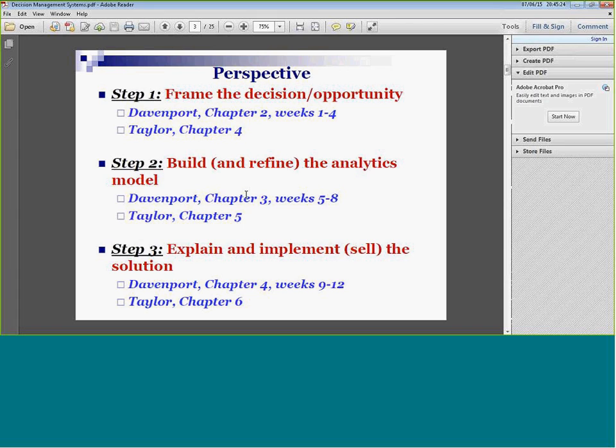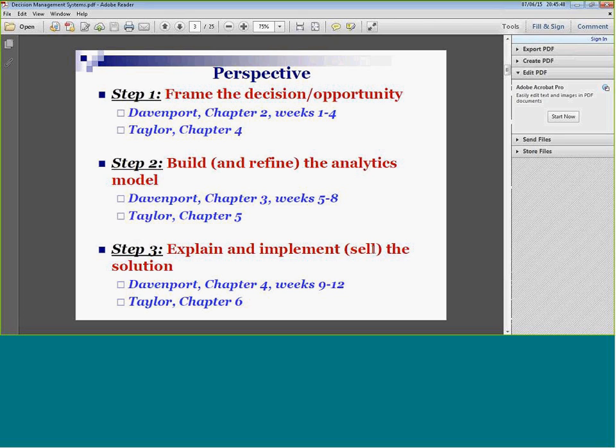Then we're right in the middle of weeks 5 through 8 here, building and refining the model. And of course, that was mostly Davenport chapter 3. In Taylor, it's mostly chapter 5. Chapter 5, for example, has subheadings called Characteristics of Suitable Decisions, a Decision Taxonomy, Finding Decisions, Documenting Decisions, Prioritizing Decisions. So that would certainly be a good chapter to read.